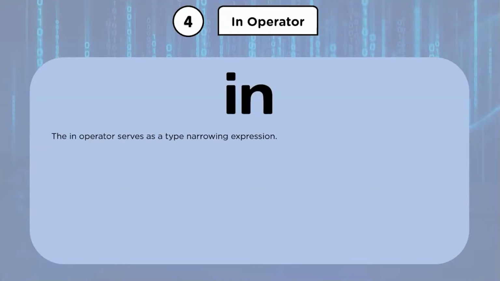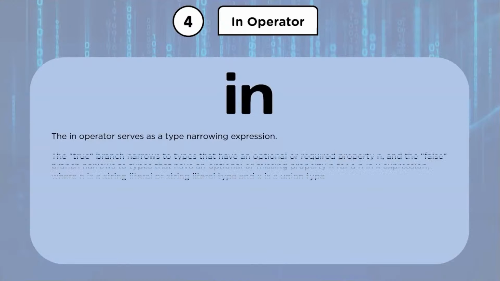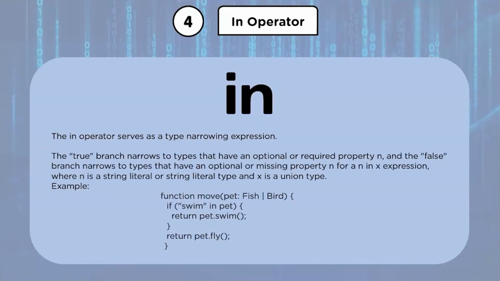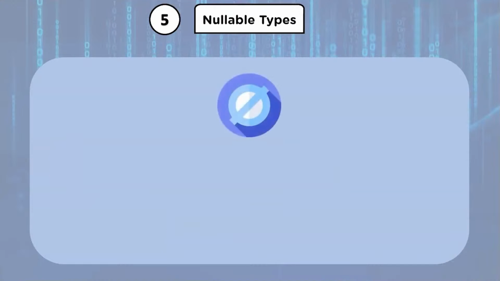The in operator serves as a type narrowing expression. The true branch narrows to types that have an optional or required property n, and the false branch narrows to the types that have an optional or missing property n, for an n in X expression, where n is a string literal or a string literal type and X is the union type. Below is an example code for the in operator.